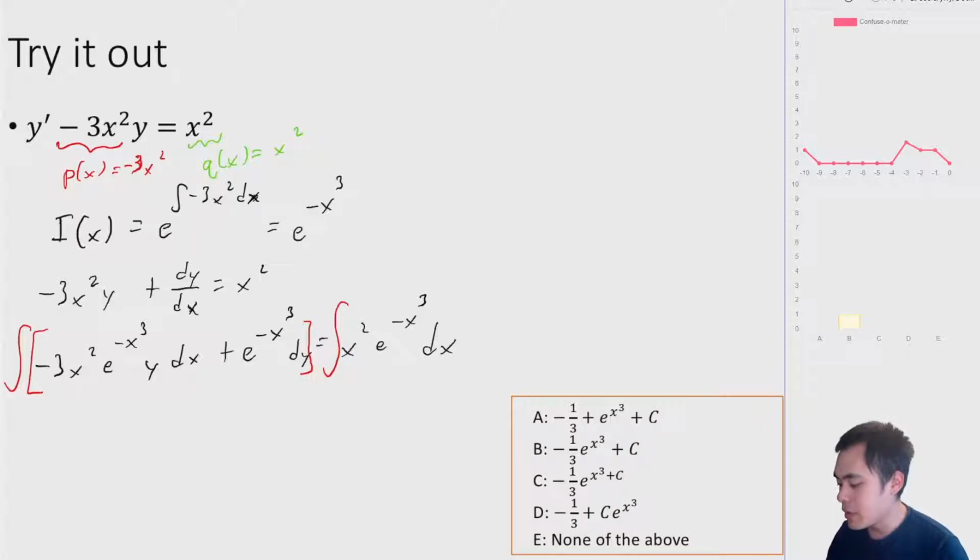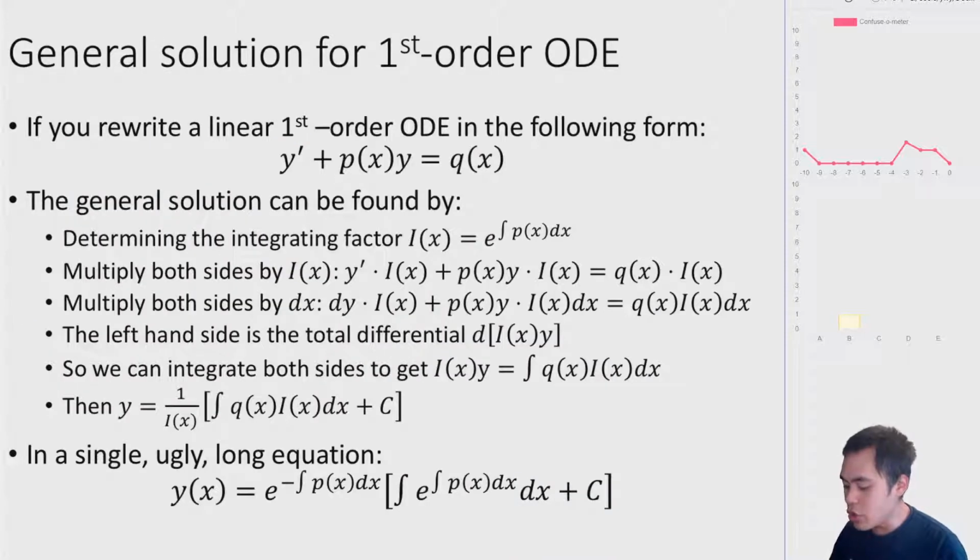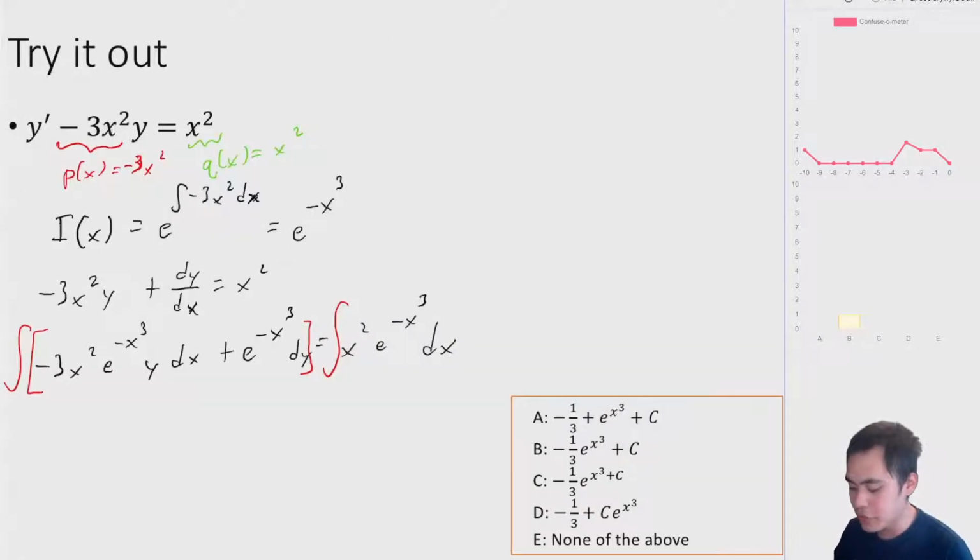But now, notice that we know what this integral is. That integral is just I of x times y. And we know this to be true. You can prove it if you want, but it's pretty straightforward. So therefore, this thing here is equal to y e to the minus x cubed.